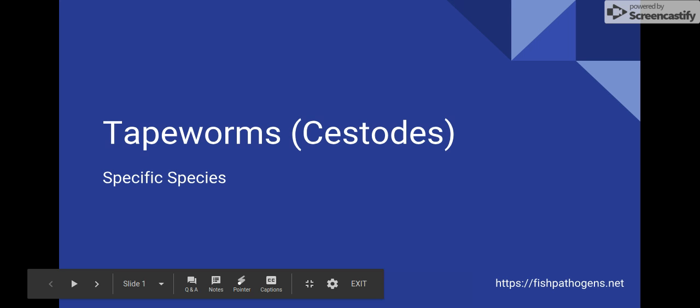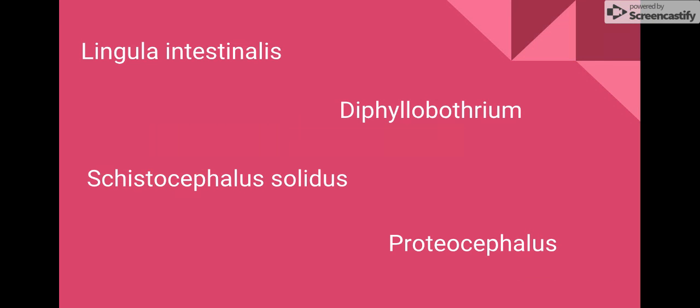Hi guys, today we'll be talking about specific species of tapeworms. The species that I chose are from fishpathogen.net, and then I found more scholarly sources on the individual species. On fishpathogens.net, they include these species, among a few others that I cover in other videos, like the Asian fish tapeworm. But today we'll be looking at these four.